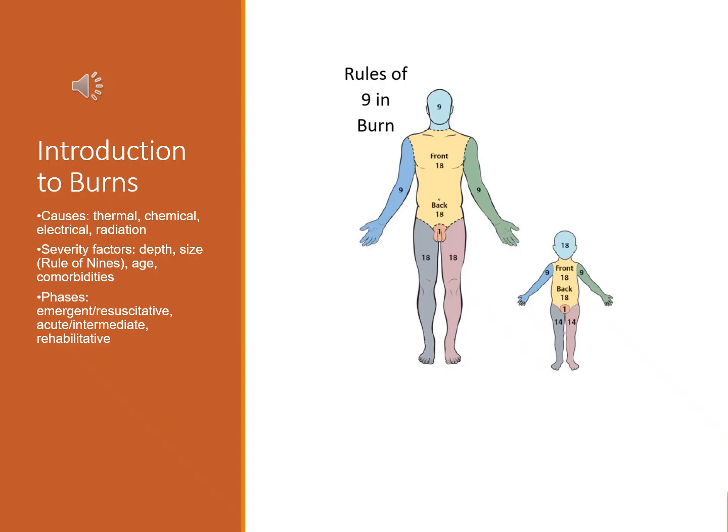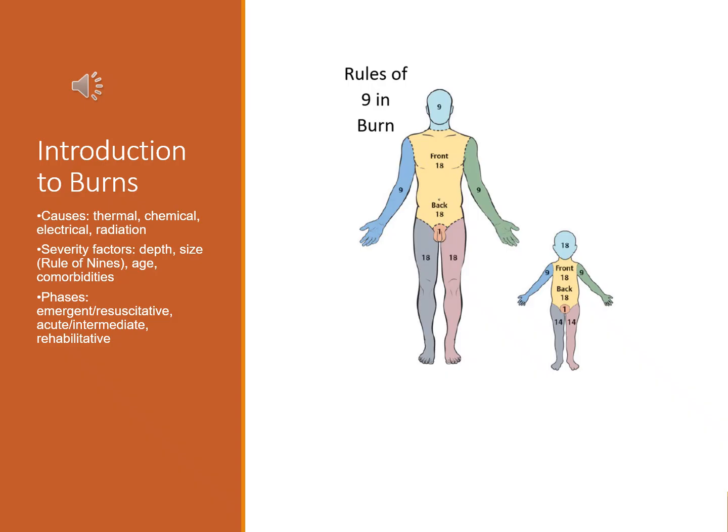When we look at estimating how much surface area is burned, we will use the rule of nines. So the rule of nines estimates the percentage of body surface that is burned in adults. So when you look at the picture here, we will be talking about the rule of nines in adults relating to the percentage of skin that is broken down or burned.